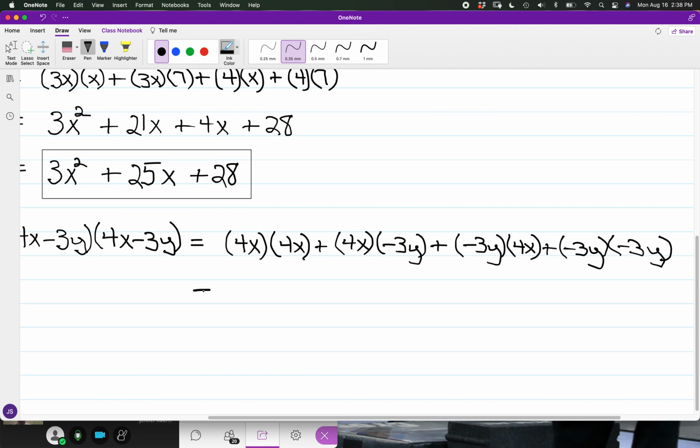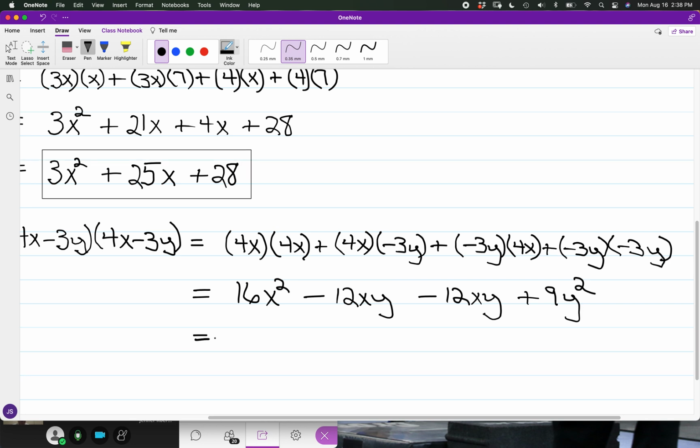Okay, so for the products, we got 4x times 4x, that is 16x squared. And for the next two terms, you have a positive times a negative, so we have a negative product here. So this would be a negative 12xy. Next in line, we have a negative times a positive, which will make another negative. In this case, we have negative 12, and if I put the letters in alphabetical order, we have xy to follow once again. And then we have a negative times a negative is a positive. Negative 3 times negative 3 is a positive 9. Y times y becomes y squared.